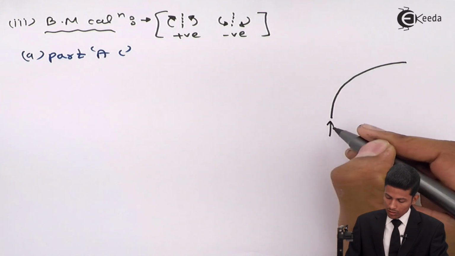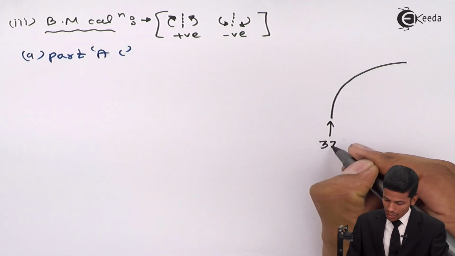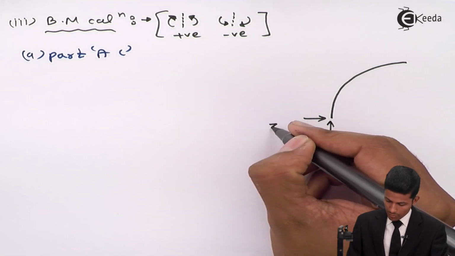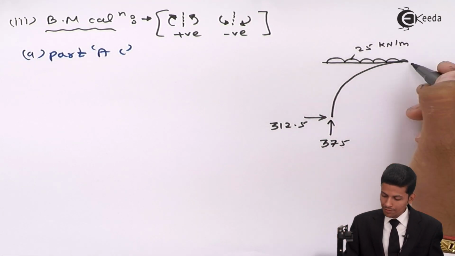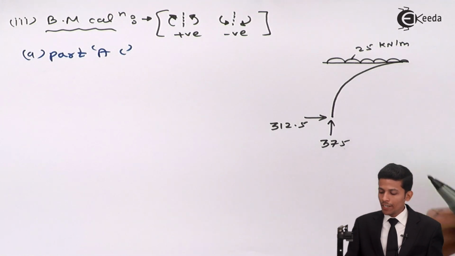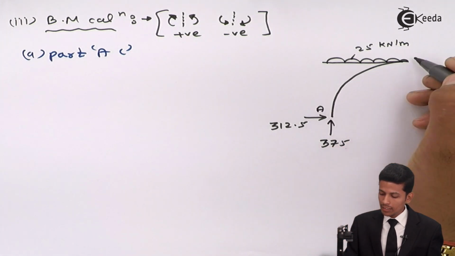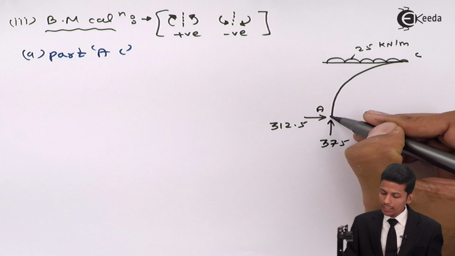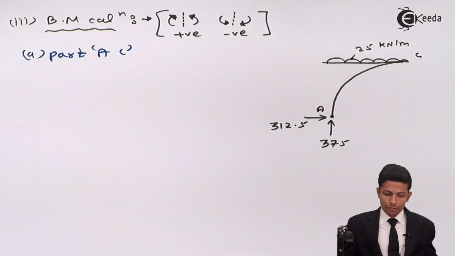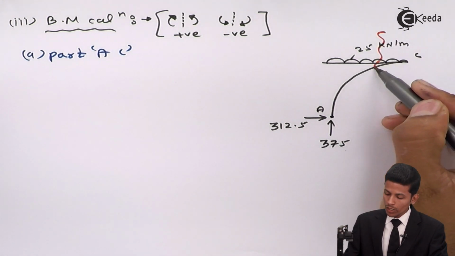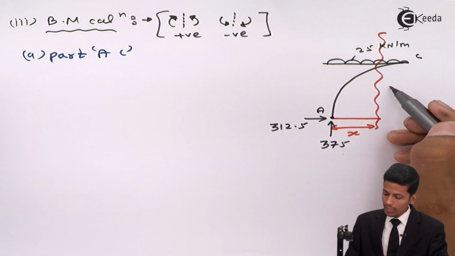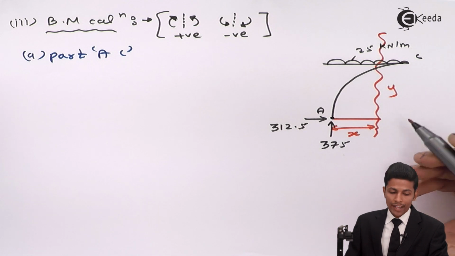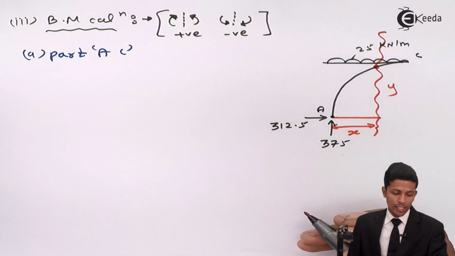This is 375. Okay, now this is the FBD of this part. This is A and this is C, as we are considering AC first. Now what you have to do is take this section over here, and this distance is nothing but X, and this distance is nothing but Y. Now we have to take the bending moment over here.